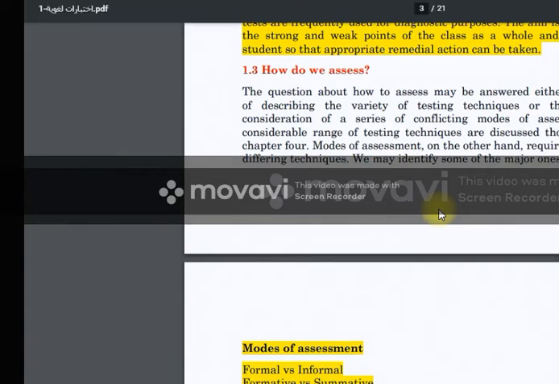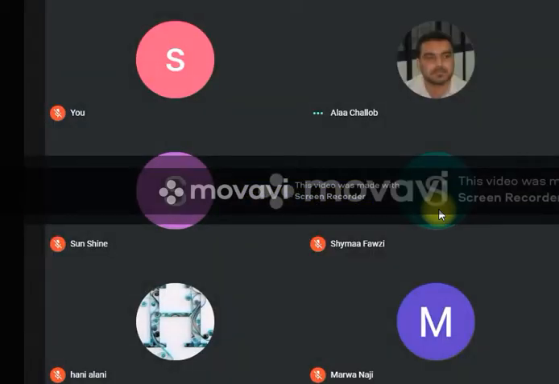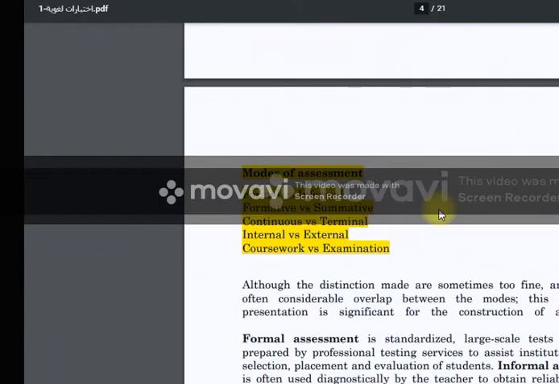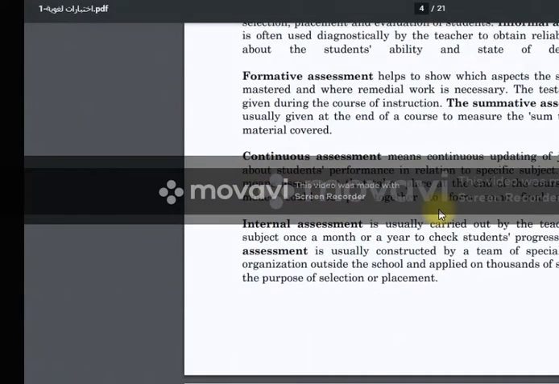Yes, students, please. Hello? Yes, Doctor. How do we differentiate between internal assessment and external? Internal is conducted by an organization. Yes?